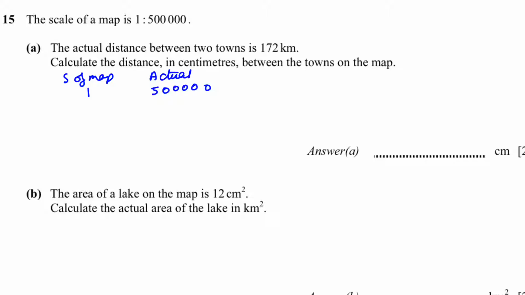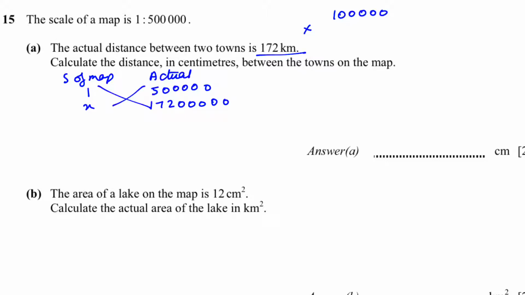And we have to find the actual distance between the two towns, which is 172. 1 kilometer is equal to 100,000 centimeters. So if I want to convert 172 kilometers into centimeters, I'll multiply it by 100,000, and just add the zeros and x here.